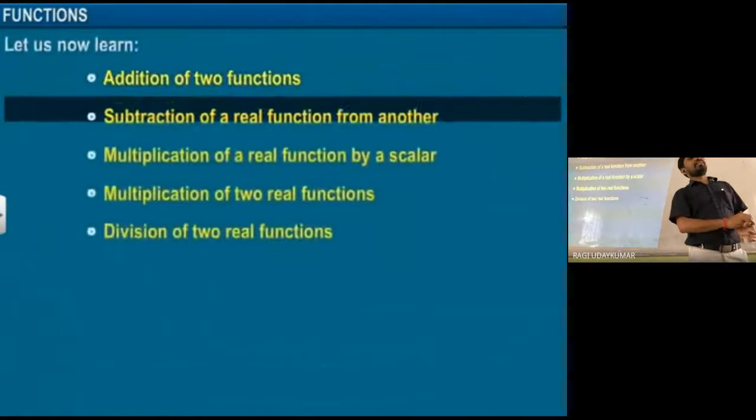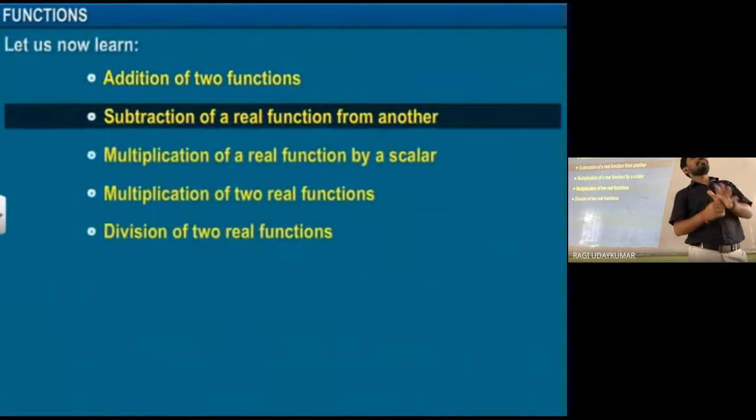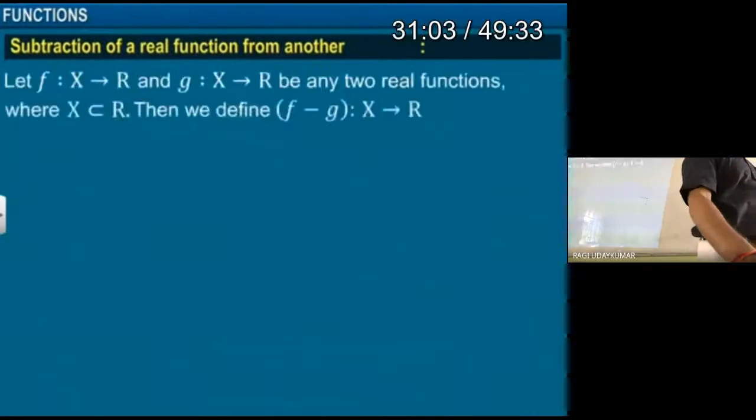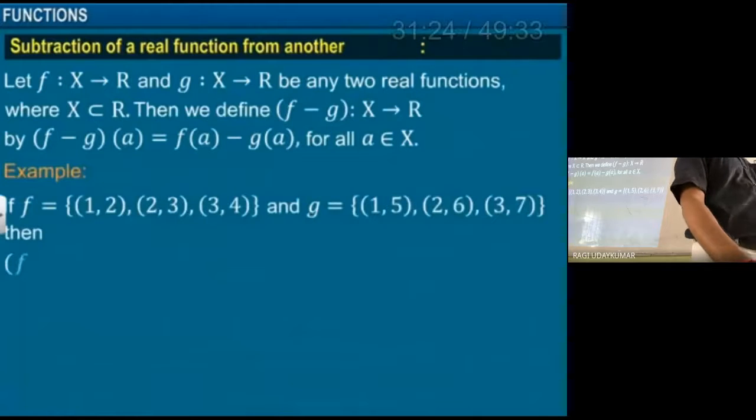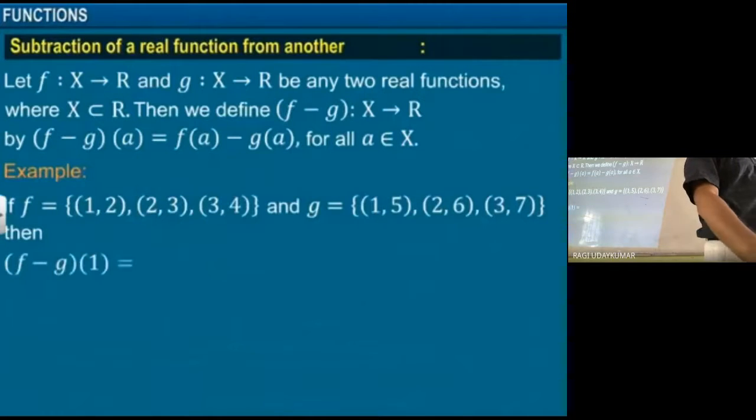Okay, subtraction of the real function from another function. Same as addition कैसे करते हैं, subtraction भी कैसे है. Corresponding elements को subtract करना है. Same way है, ये भी same है, subtract करना है. What do you get here? Can anyone tell? F of 1 minus g of 1. What do we get?